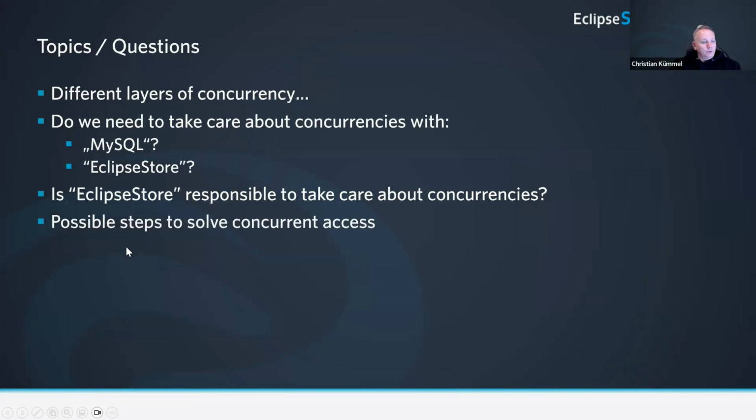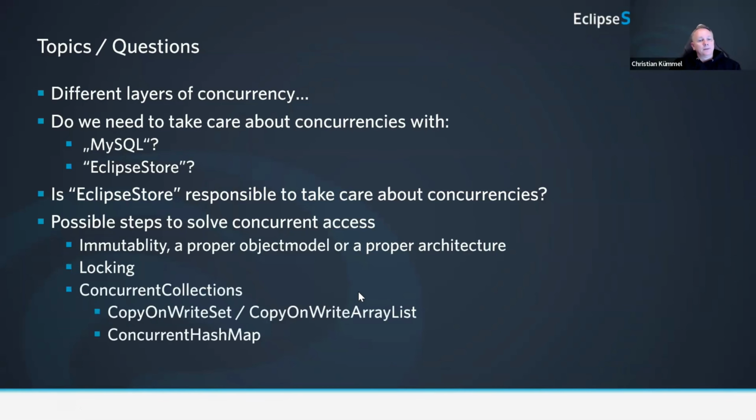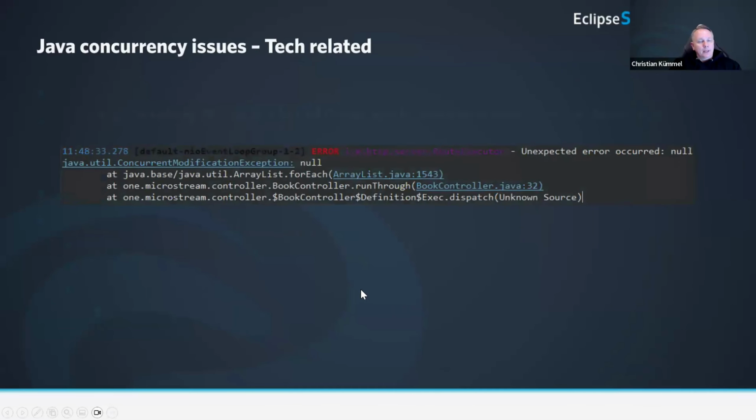And then we have to talk about possible steps to solve concurrent accesses. And I have to say there are multiple different ways to cover concurrency problems or issues. And most of them are Java built-in stuff. But yeah, let's talk about this. Mutability, locking, and so on. We will come to that later.